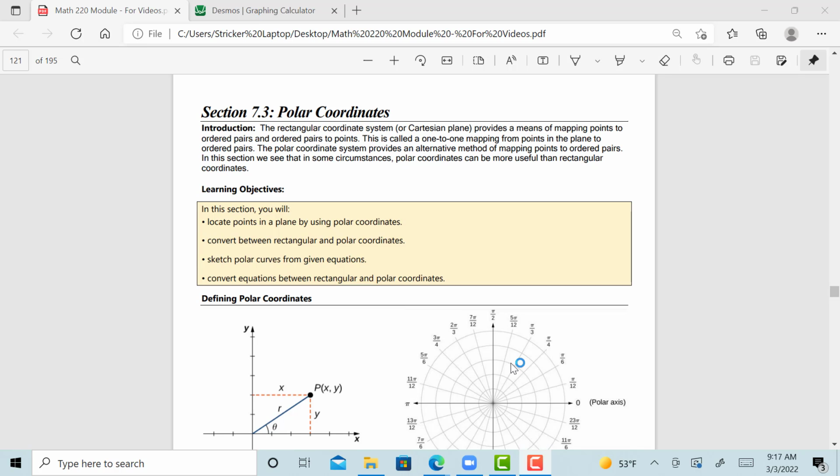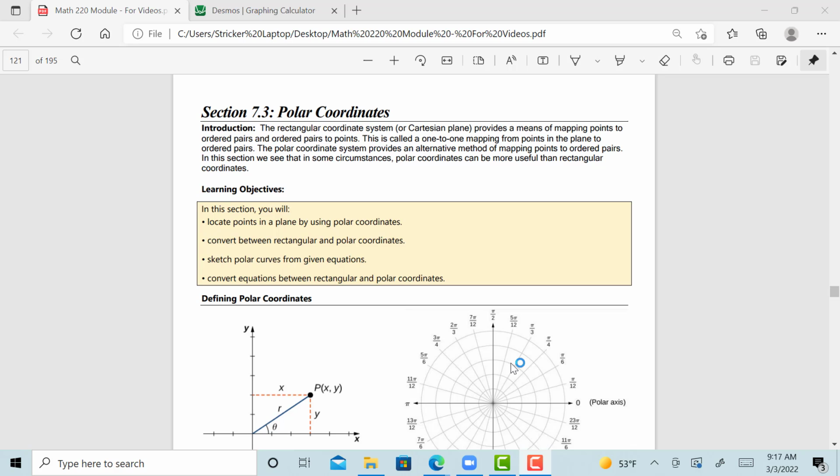This video covers section 7.3, which is titled Polar Coordinates. The coordinate system that we're used to is the XY coordinate system, right? We call that the rectangular coordinate system or the Cartesian coordinate system. But in this section, we're going to introduce a new coordinate system. It's called the polar coordinate system. And you can use both systems to locate the same points on a graph.